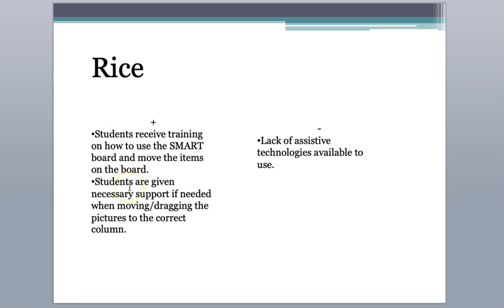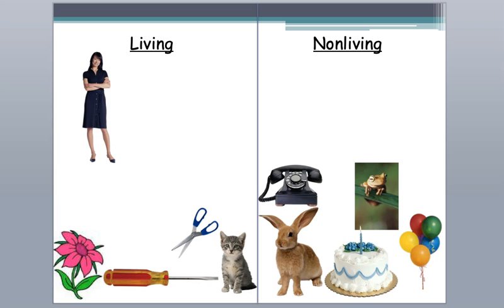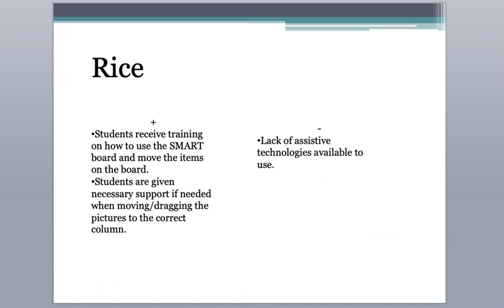And then the positives with Rice were that all students have received training on how to use the smartboard and move the items on the board. And this is done at the beginning of the year. And students are also given necessary support if they need help with moving and dragging the pictures. Sometimes the technology doesn't work correctly, so I am right beside them to help them. There is a lack of knowledge as far as the assistive technologies available to use with the PowerPoint. I'm sure there's plenty of great ideas. I'm just definitely not familiar with all of them. But those are the two things.